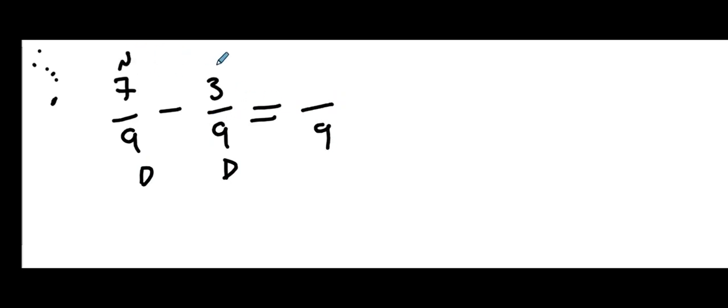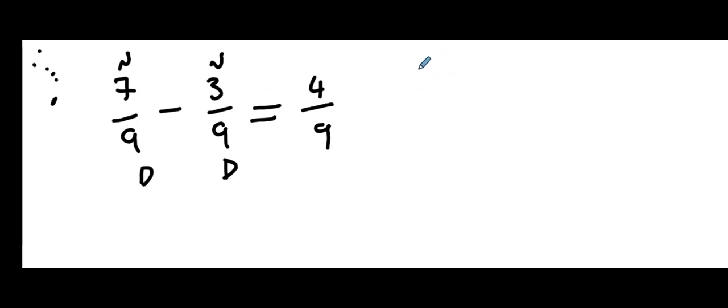And then all we need to do is subtract our numerators. So 7 minus 3 gives us 4 over 9. And then in 4 or 9 there is no common factor, so we can't simplify that answer. Okay, let's take another example then.